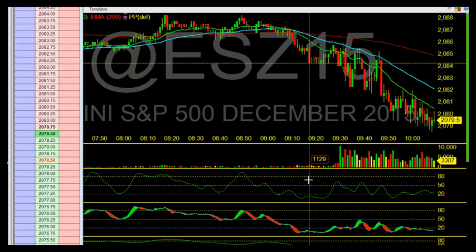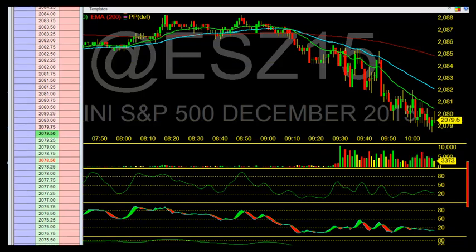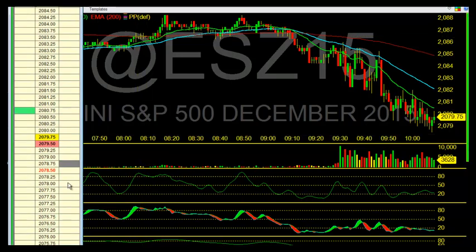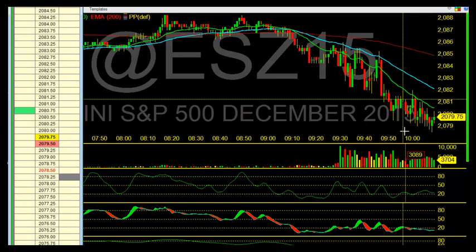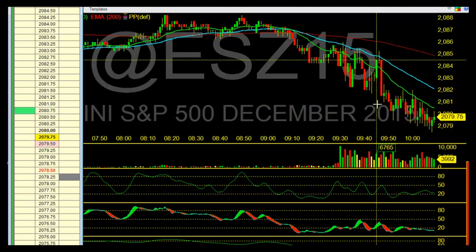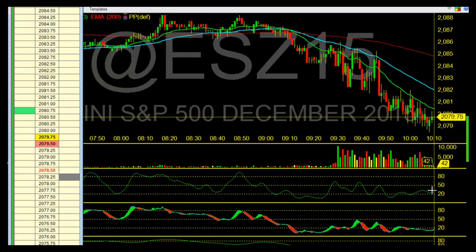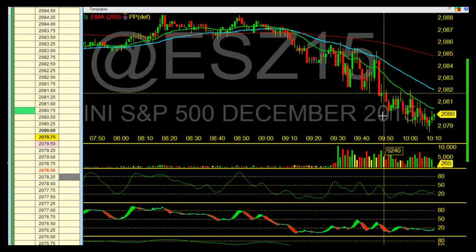Paul's on the mic. I just noticed the potential divergence here, so I want to start going over this right here. We're going to actually take this trade right now with a stop under the recent lows, which represents this candle. And the reason I'm doing this is we have this rising stochastic oscillator here as the price starts to push down here.